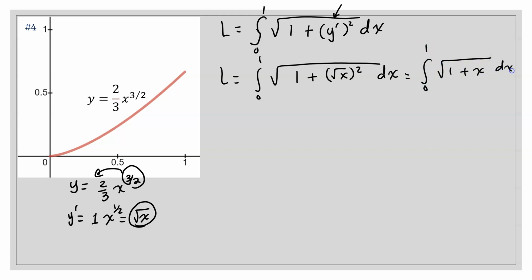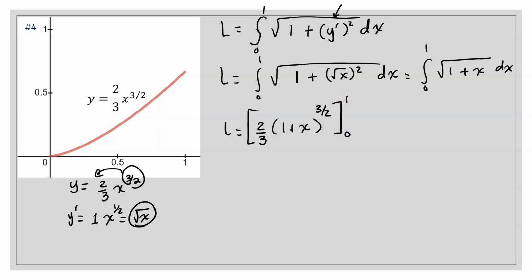Okay, that will just be the integral from 0 to 1 of the square root of 1 plus x dx. Now, that integral is going to be 1 plus x to the 1/2 power, 1/2 plus 1 is 3/2, and then we have to divide by the new exponent, which is 3/2, or multiply by 2/3, and we are going to evaluate that from 0 to 1.